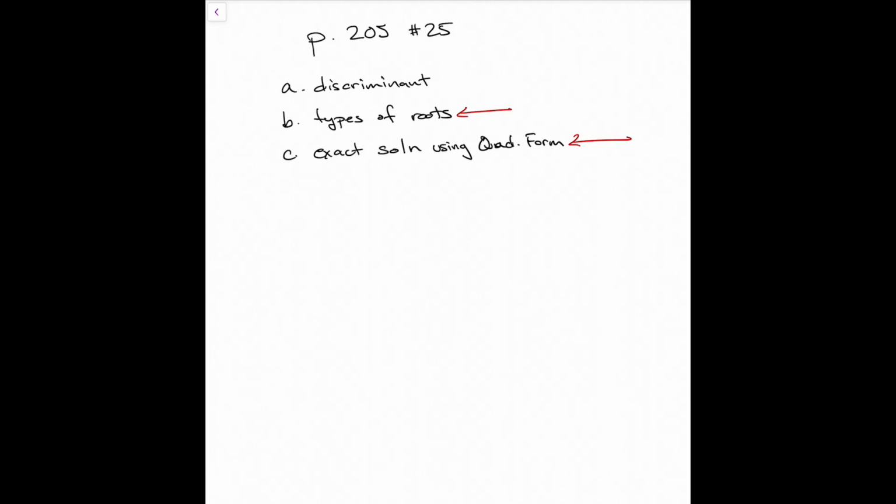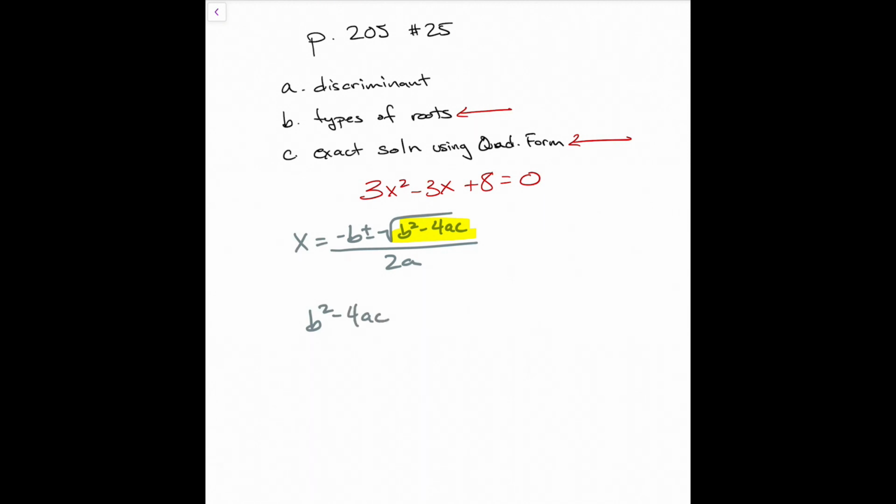So, to start off, I'm going to go ahead and write my equation, 3x squared minus 3x plus 8 equals 0. So it's already in quadratic form, and then I'm going to write my quadratic formula. x equals negative b plus minus the square root of b squared minus 4ac, all over 2 times a. And then I remind myself that my discriminant is what's underneath the square root sign. So that's what I want to find out first.